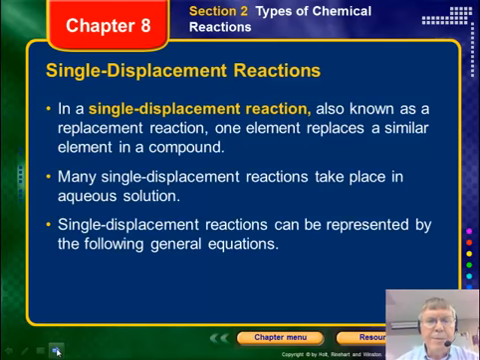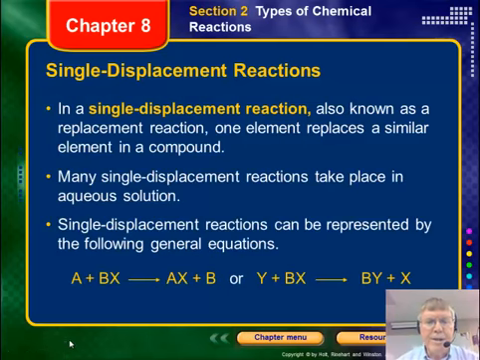The single displacement reactions can be expressed this way: A plus BX yields AX plus B. And this is what I was saying, an element will replace a similar element in a compound. A is a metal, B is a metal. A replaces B in the compound, and you end up with AX plus B. So the A and the B just trade places here. So this would be a metal replacing a metal in a compound.